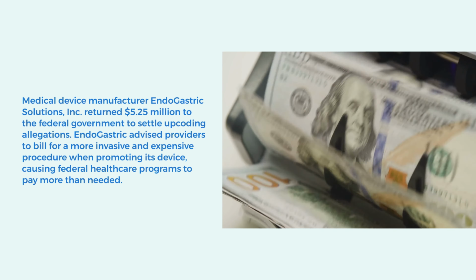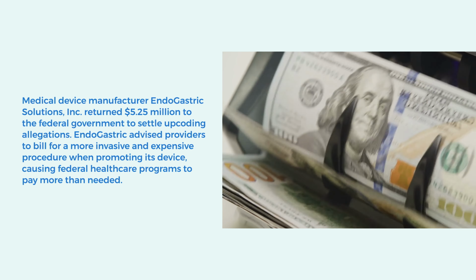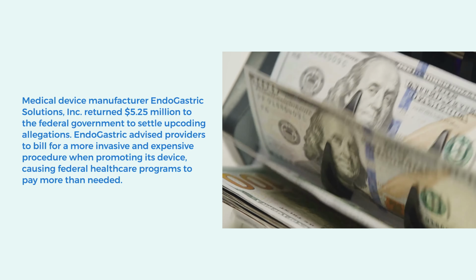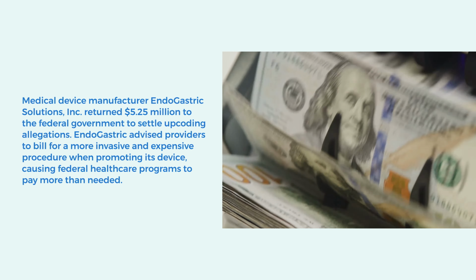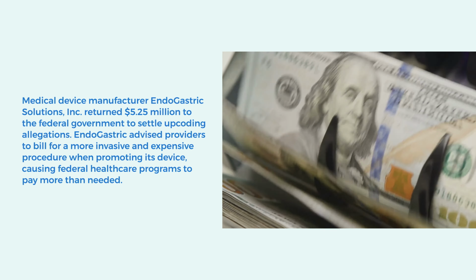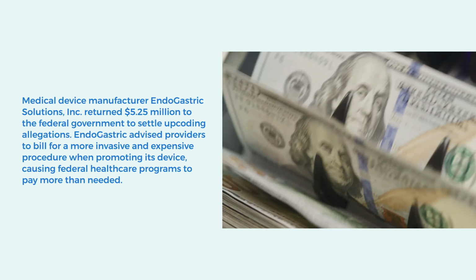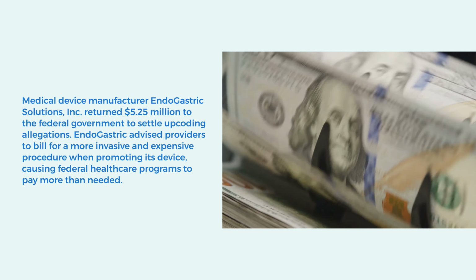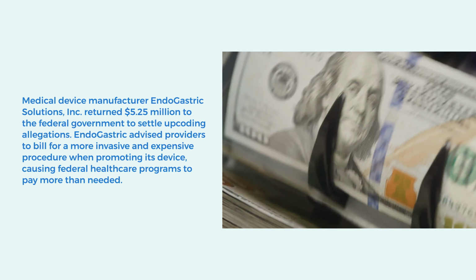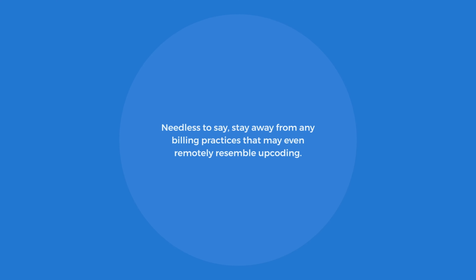Medical device manufacturer Endogastric Solutions Incorporated returned $5.25 million to the federal government to settle upcoding allegations. Endogastric advised providers to bill for a more invasive and expensive procedure when promoting its device, causing federal healthcare programs to pay more than needed. Needless to say, stay away from any billing practices that may even remotely resemble upcoding.